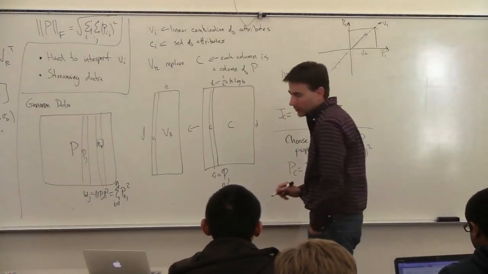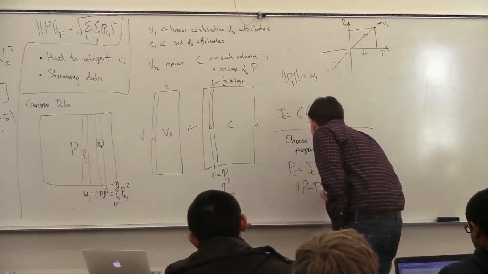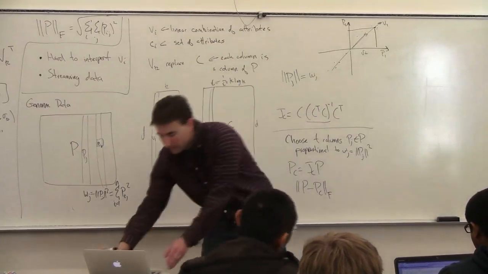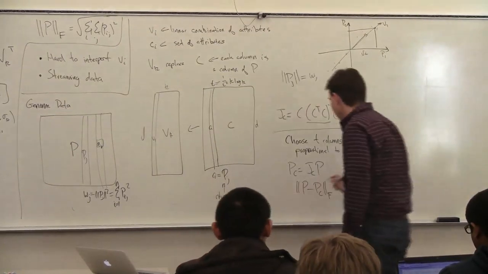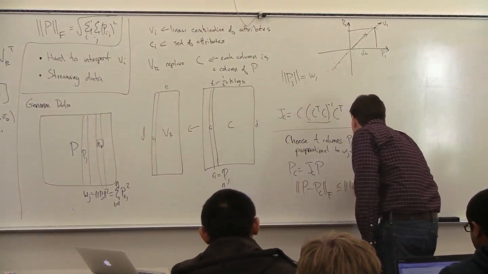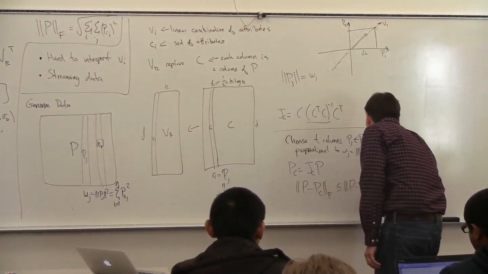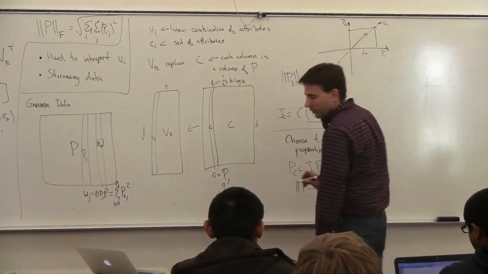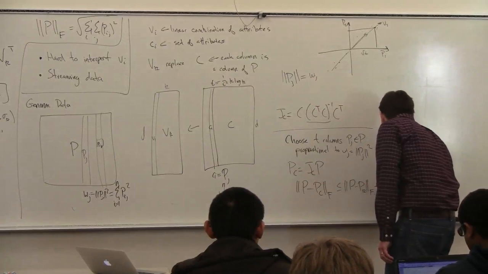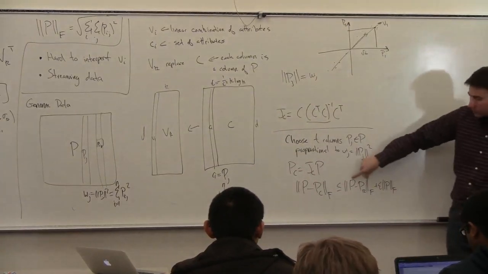Okay, and then if I look at P minus PC, and I take the Frobenius norm, then the claim is that this is going to be less than the Frobenius norm of P minus PK, plus epsilon. So this was as good as I could do.